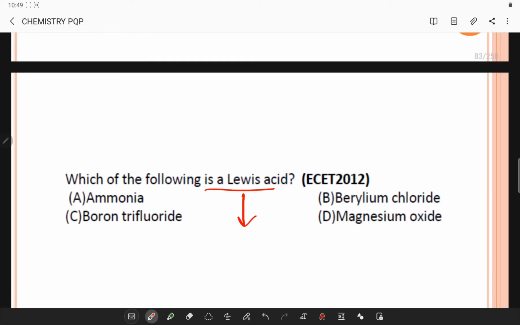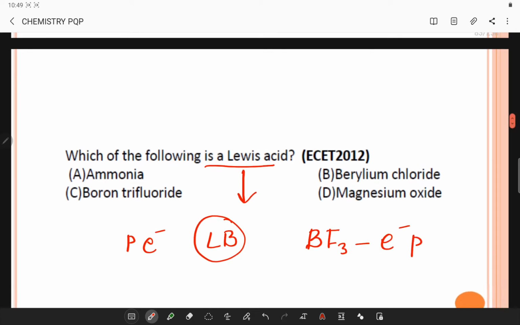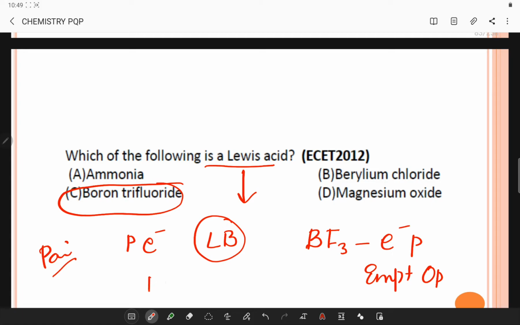What is a Lewis acid? A Lewis acid can accept a pair of electrons from a Lewis base. So boron trifluoride is electron poor and has an empty orbital, so it can accept a pair of electrons, making it a Lewis acid.